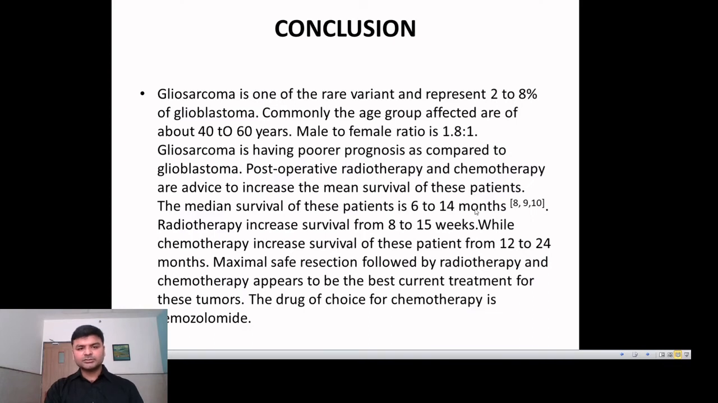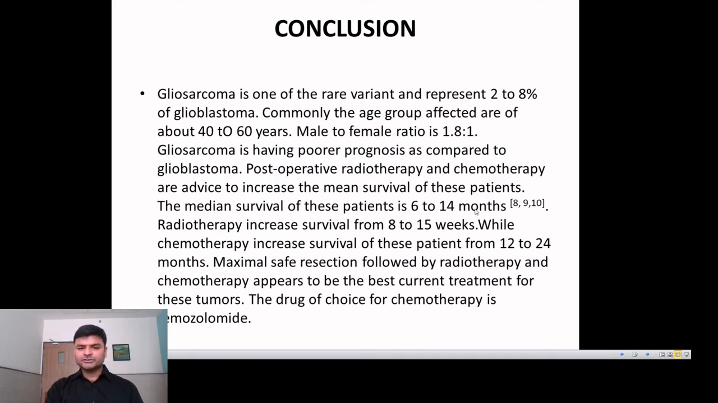Conclusion: Gliosarcoma is one of the rare variants and represents only 2 to 8% of all glioblastoma tumors. The usual age group affected is 40 to 60 years, with a male preponderance of 1.8 to 1 over females. Gliosarcoma has a poorer prognosis as compared to glioblastoma. Post-operatively, radiotherapy and chemotherapy are advised to increase the mean survival of these patients.